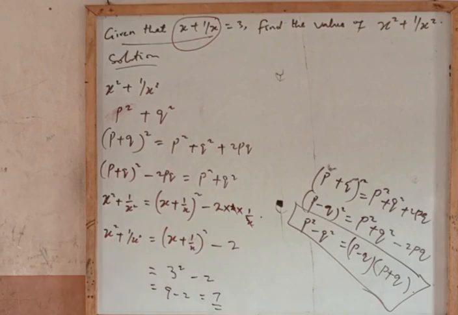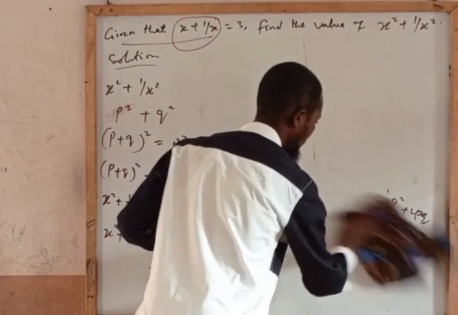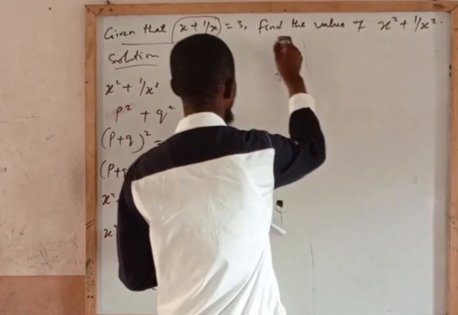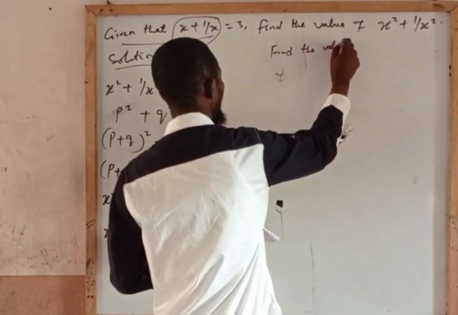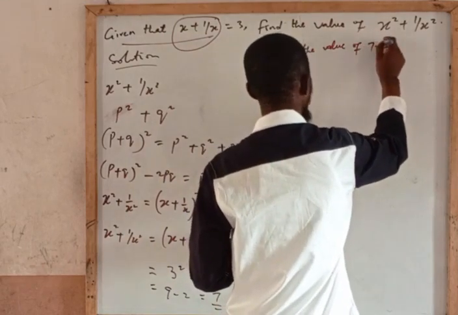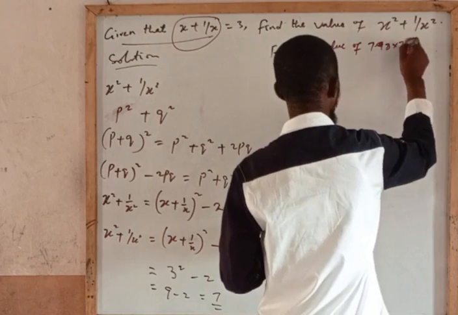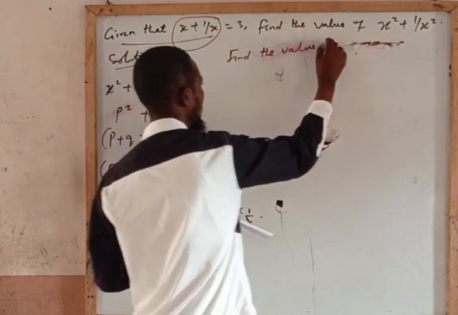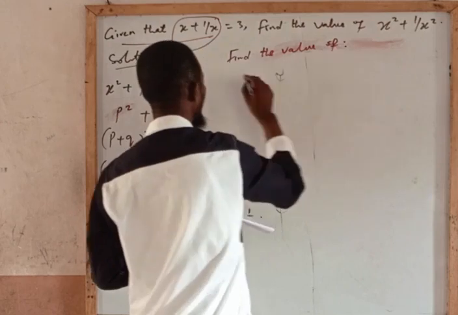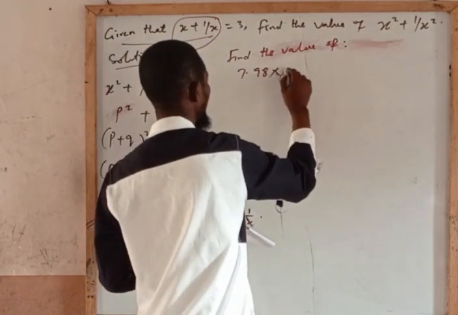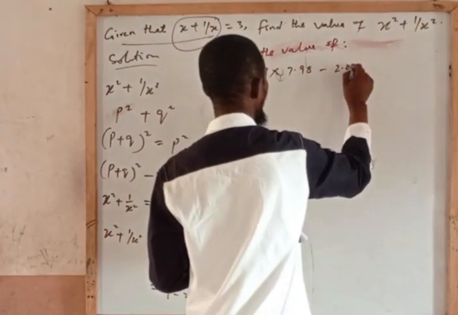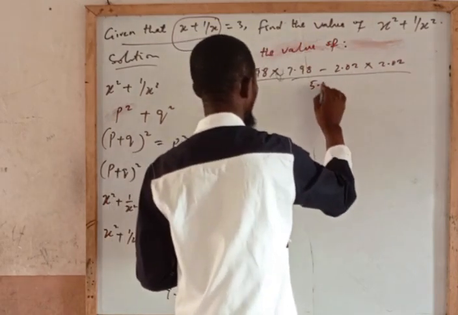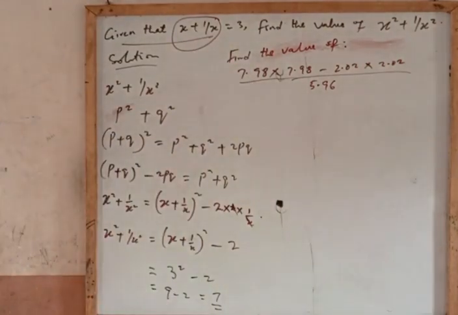Now, the next number. Find the value of 7.98 multiplied by 7.98 minus 2.02 multiplied by 2.02, over 5.96. So that's the question.